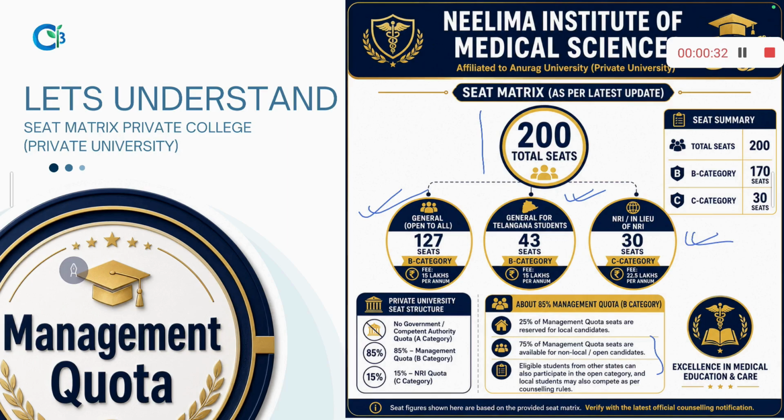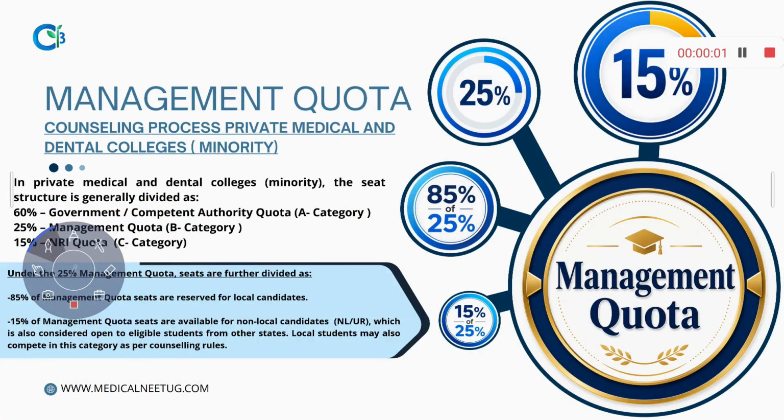Here the fee structure is not the same; it is totally different. In the case of the management quota seats, the fee here is 15 lakh, unlike the other private colleges where the fee is 11 lakh, and the NRI fee right now is 22.5 lakh. So what we found here is that only 25% of the seats come to the management category, and 15% is NRI. 25% of the 85% seats are reserved for local students.